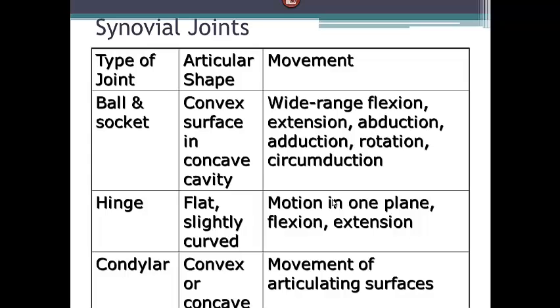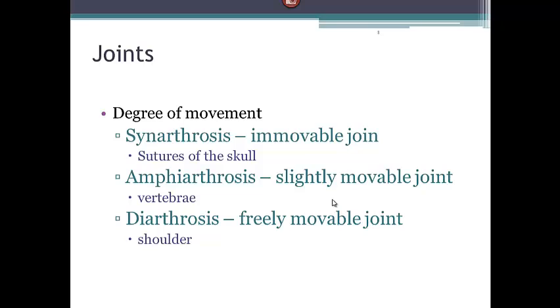You have the hinge type of movement. It is basically flat, slightly curved, and the motion is only in one plane. You only have flexion and extension. You also have the condylar, which is convex or concave, and the movement is of articular surface. This is a refresher of the types of movements that you already had in pathophysiology. Again, different types of movements, and examples of those.